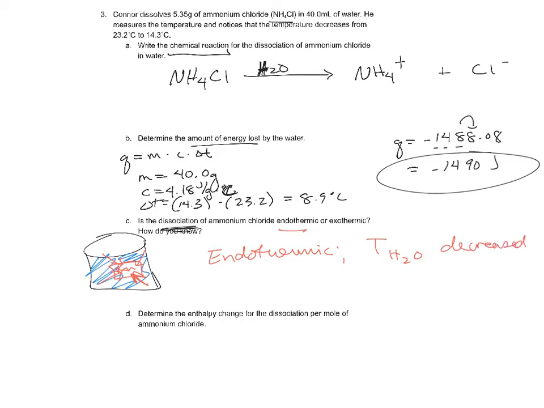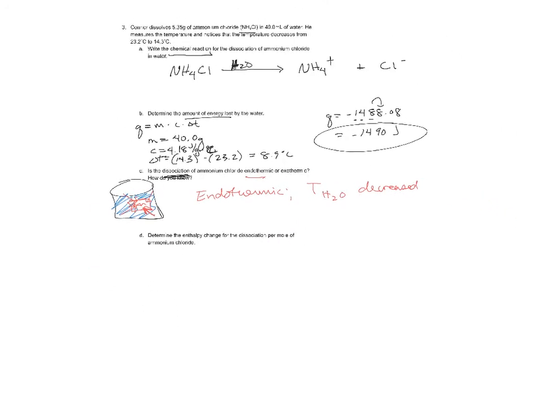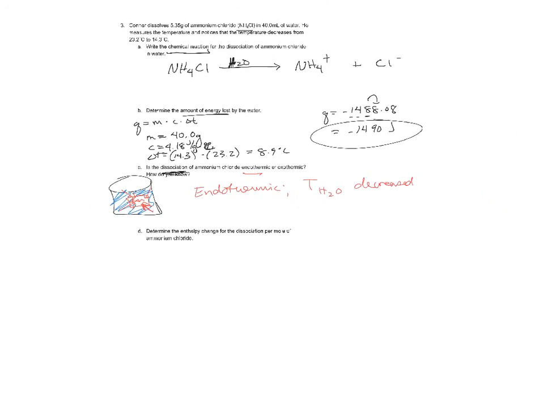To determine the enthalpy change per mole, we need to determine how many moles we have. The question uses 5.35 grams of ammonium chloride, and it asks you to change it into moles. So you need to know that 1 mole has 53.50 grams. In this case, there are 0.100 moles of ammonium chloride.